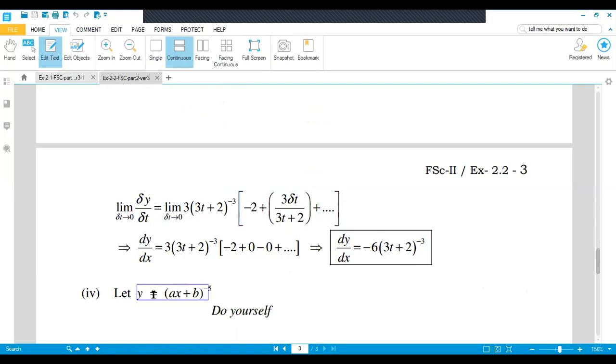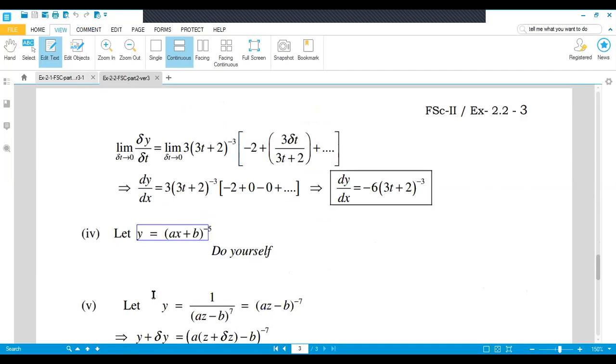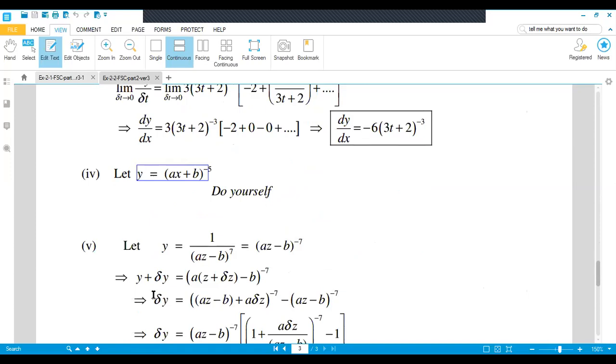Now come to the fourth part. Just like this, you will do it by yourself. You try it. If any problem, any confusion, you can ask in the Zoom meeting class. Okay. Now come to the fifth part, the last part of this exercise.